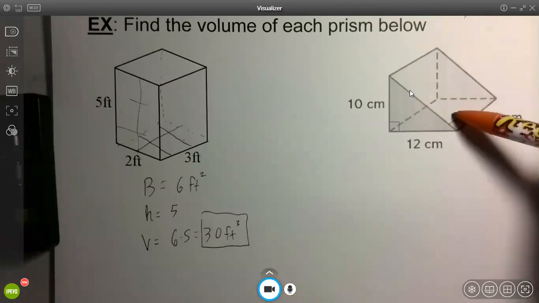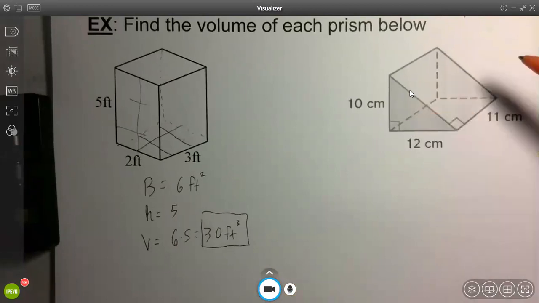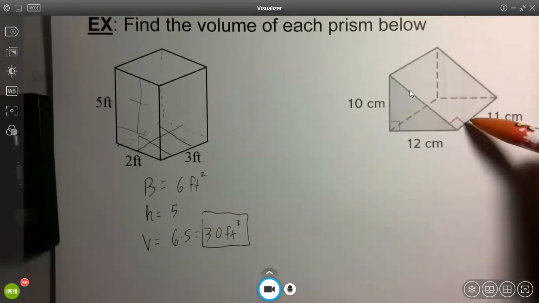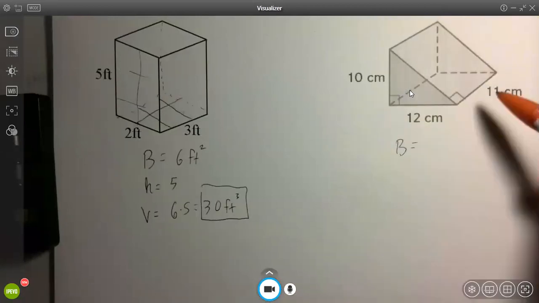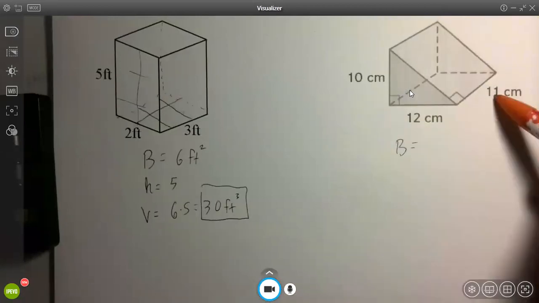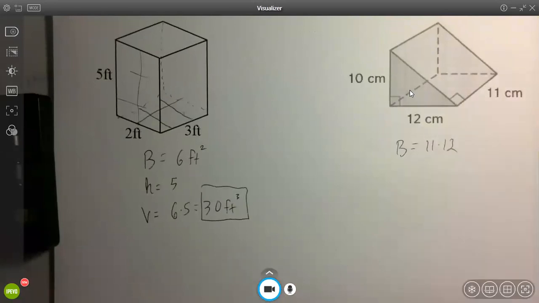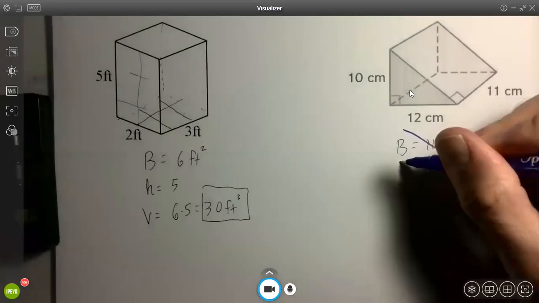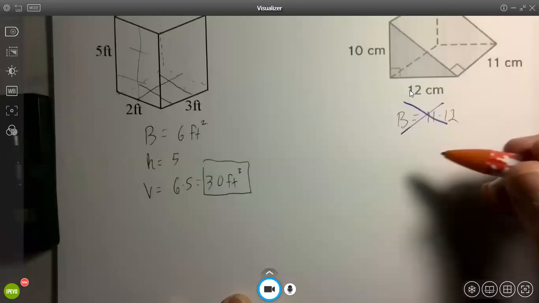I've said this before, and I'll say it again. The base of a prism has to do with which two faces are both parallel and congruent. So here we have a triangular prism, which means my base is a triangle. My base is not a rectangle. So when I'm finding the area of my base, I am not going to do 12 times 11. So I'll write that down, 11 times 12. Don't do that. That's bad. That's the wrong idea because your base isn't a rectangle. Your base is this triangle here.